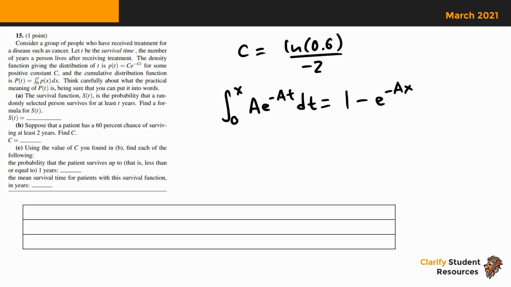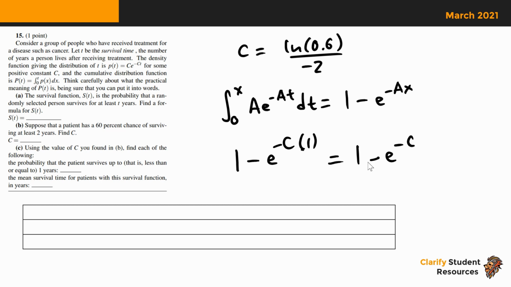Right, so that's like a little common pattern you can use. What you're going to notice is that in this case, our x value is going to be equal to 1, because the probability is 1 year or less. So we're actually going to have 1 minus e to the negative a. A in this case is just going to be the c value, and x is going to be equal to 1. So it's just going to equal 1 minus e to the negative c.